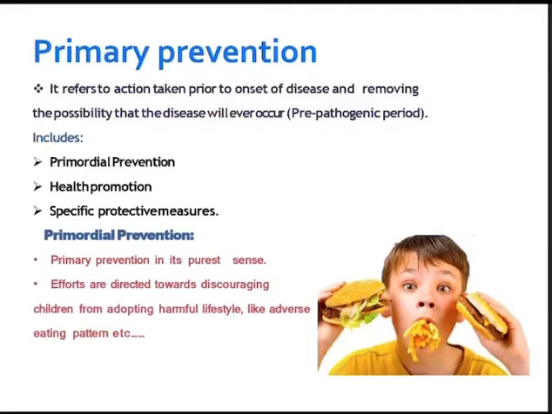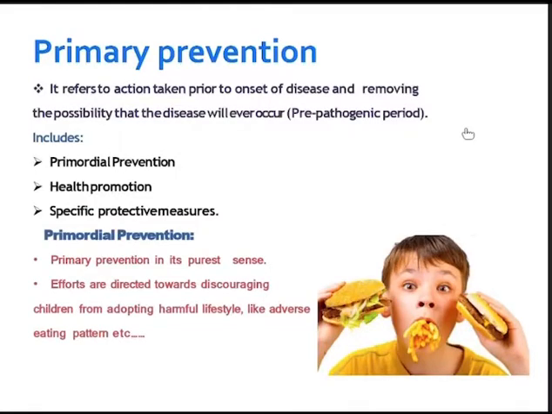Primary means at the beginning. It is all action that is taken before the onset of the disease. Before the disease occurs, whatever preventive measures you take so that the disease should not occur, that is called primary prevention. This is also referred to as the pre-pathogenic period. All actions taken in the pre-pathogenic period are called primary prevention.